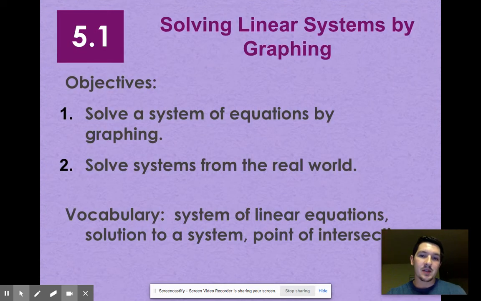First, you're going to solve a system of equations by graphing, solve systems from word problems, and then also we're going to learn some vocab words: systems of linear equations, solutions to systems, and points of intersection. That's our goal today.